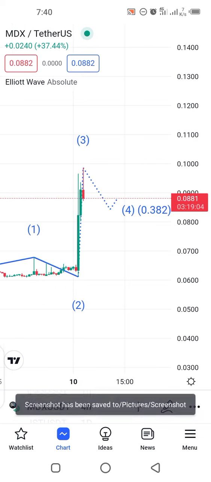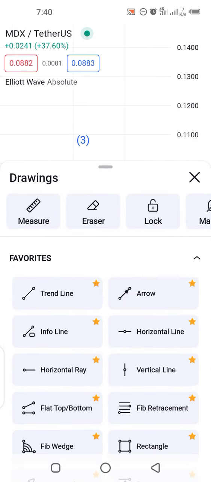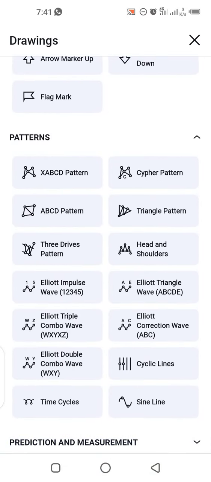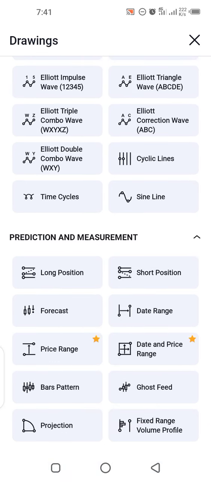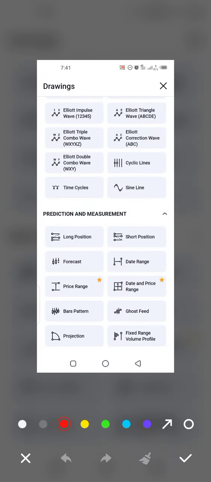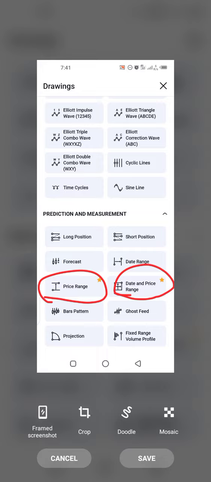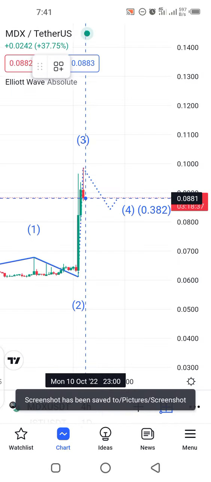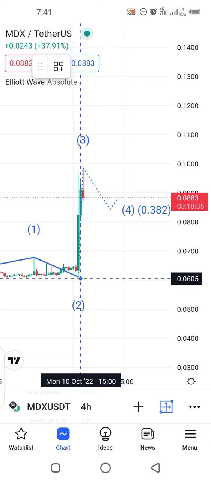When we tap on the dotted lines, we can look for the area called prediction and measurement area. Here we can have a price range, and also we can have our date and price range. You see those two? So we pick one. I'll pick the date and the price range.